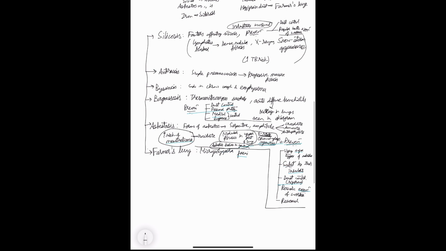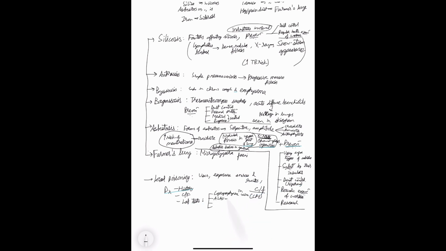Next up, we have lead poisoning. So we need to know the uses of lead, the various sources and routes of exposure, and the clinical features of lead poisoning, and how we diagnose it, broadly by history, by clinical features, and the lab tests, which include coproporphyrin in the urine and aminolevulinic acid in the urine, blood and urine levels of lead itself, and of course basophilic stippling in RBCs.